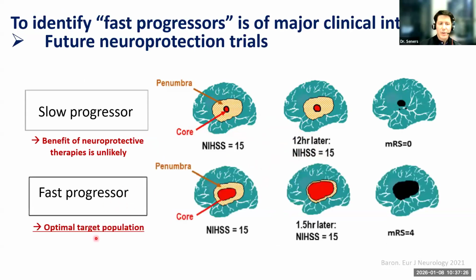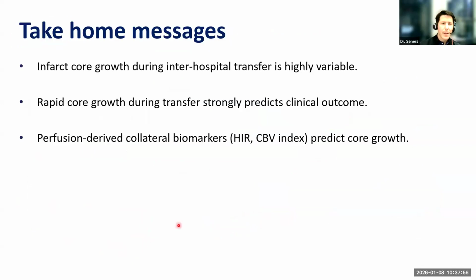While the fast progressor is the optimal target population for such a clinical trial, because a lot of things will happen in terms of core growth. If we have an efficient neuroprotectant treatment, there we can find a potential effect in this type of population. So we really want to include only this type of population. And the tools that I have shown can be used to enroll the right patients to have positive trials in the end. So here are my take-home messages.